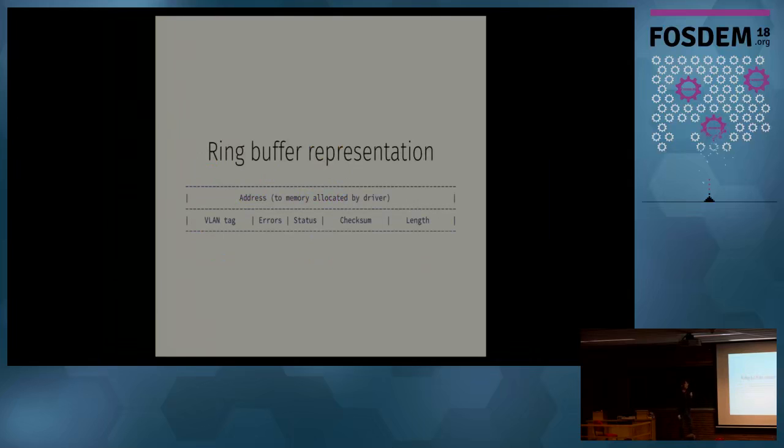Okay. In addition to manipulating the registers for the descriptor ring, you also have to allocate the memory for it. For the Intel card, each entry in the descriptor ring looks like this. Half of it is an address to a packet buffer that's allocated by the driver, and the other half is some metadata that the NIC provides as well.